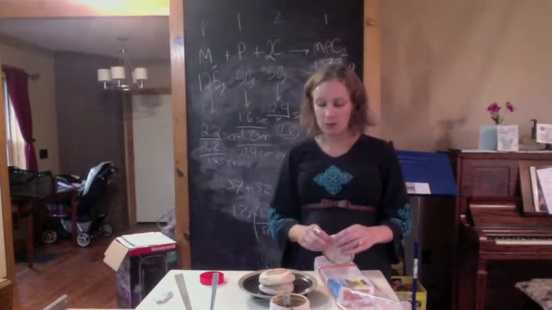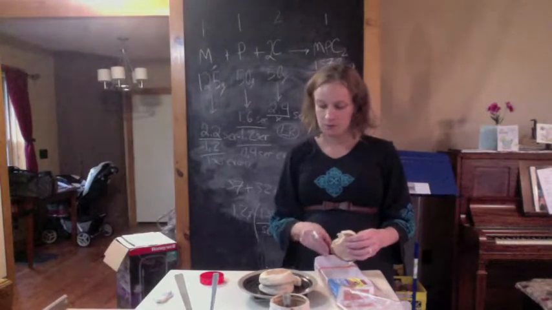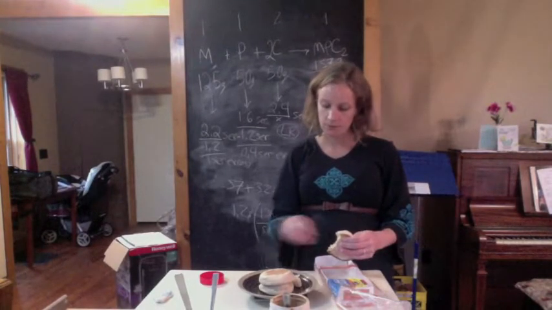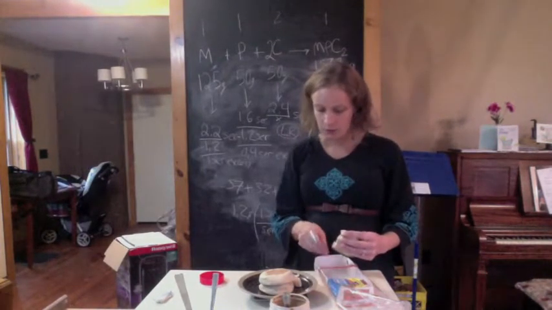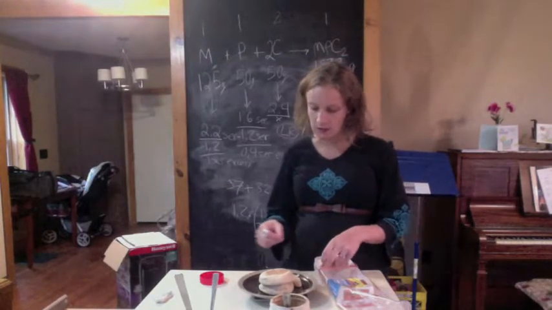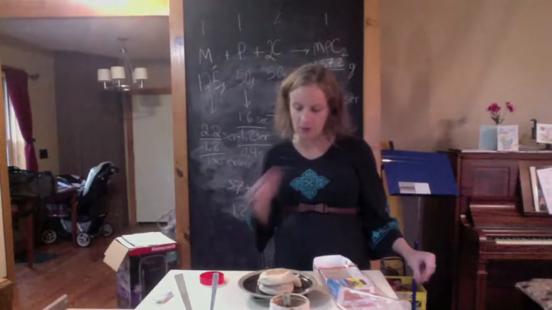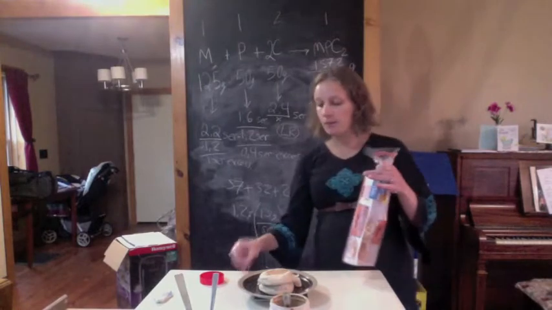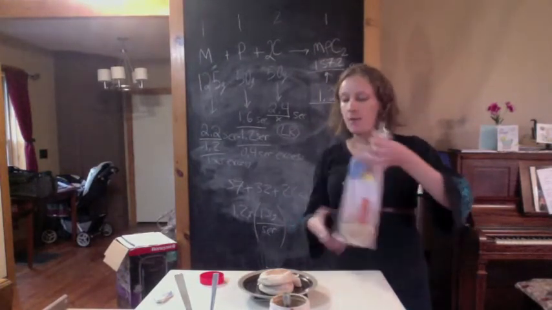I'm going to take some more muffin and add it to my plate. 122, 124, 126, 125 grams. Okay, so we have 125 grams of muffin, and 50 grams of maple cream, 50 grams of peanut butter.